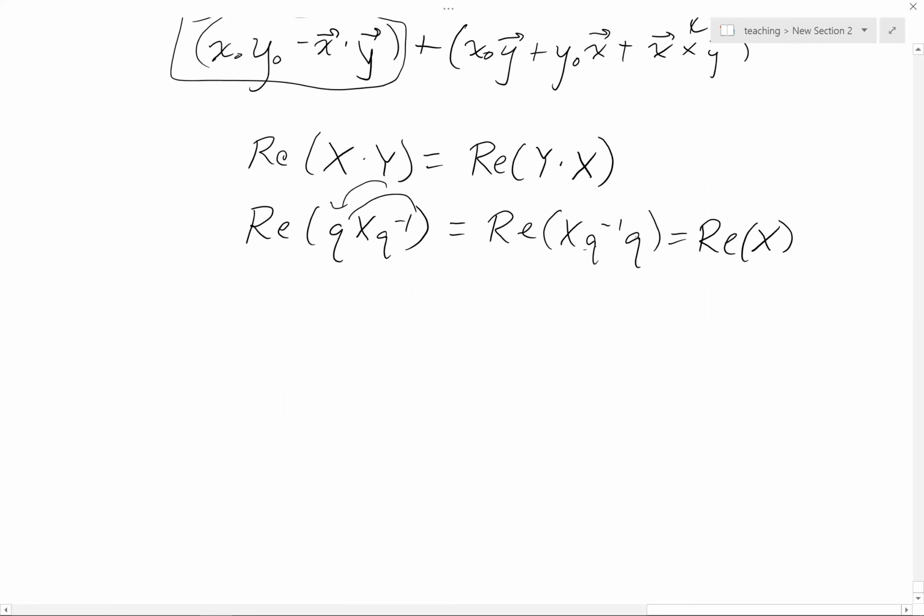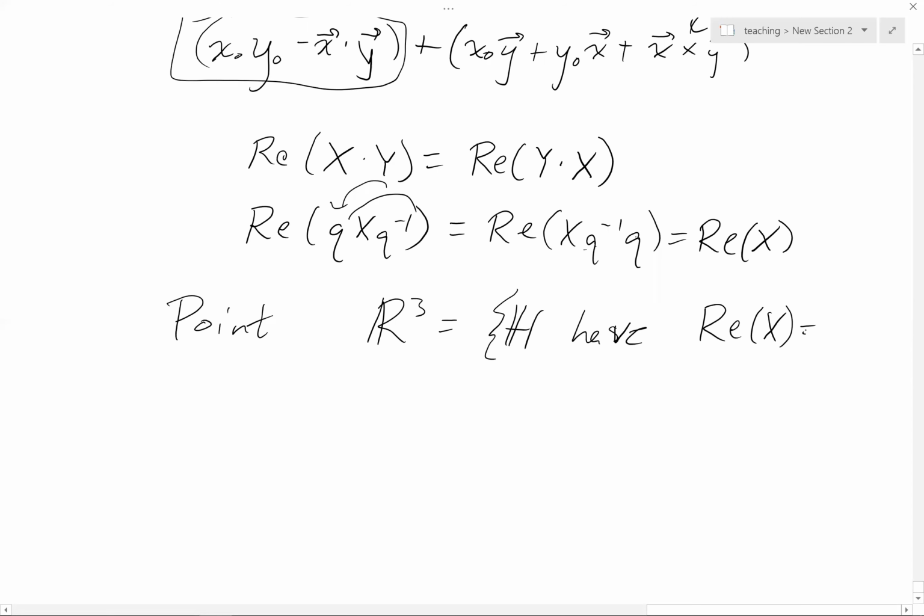Okay, so here's the point. I can think of R3 as being just the quaternions that have no real part. So the real part of my quaternion is 0. Usually it looks like a real part plus a vector part. So if this real part isn't there, then I get three-dimensional vectors, right? So I can say, okay, let's make a function on R3.